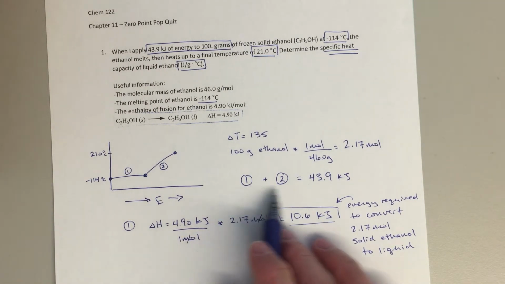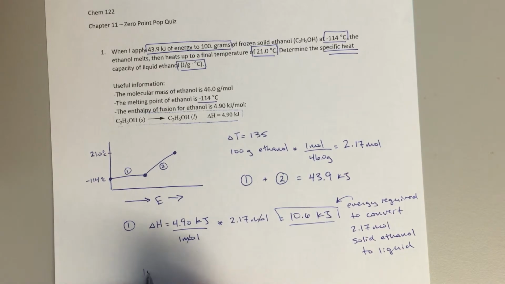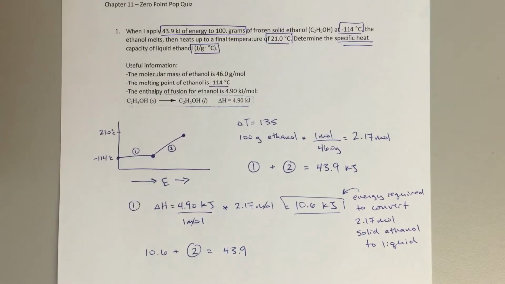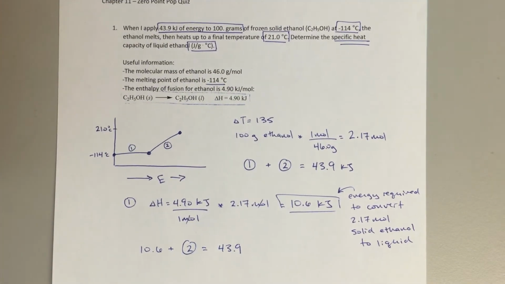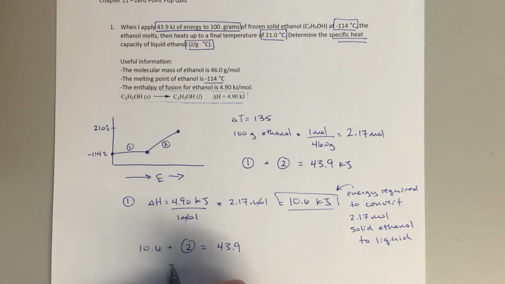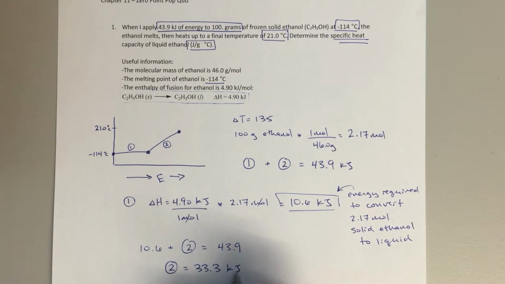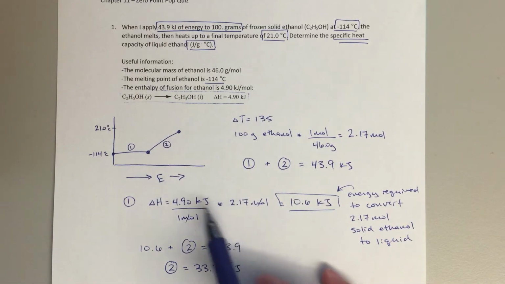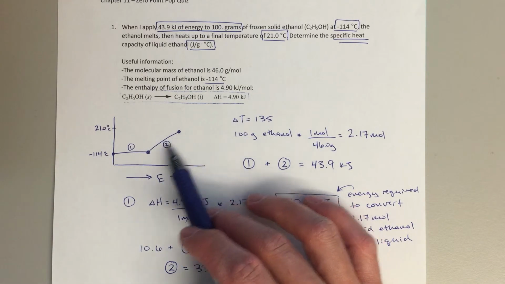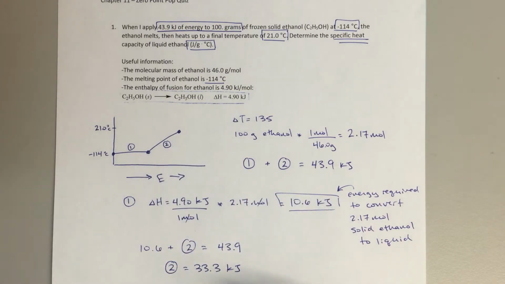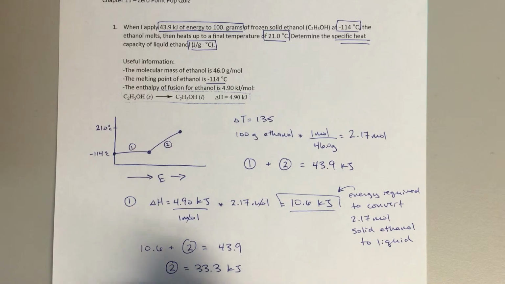So I might say, well, if this is my total energy, 10.6 plus energy 2 is going to be 43.9. So then I can solve for the energy of 2. That's going to be 33.3 kilojoules. What this is telling me is that based on the information that I have, this is the amount of energy that I apply to go from minus 114 degrees Celsius to 21 degrees Celsius. That essentially becomes my Q value, right?